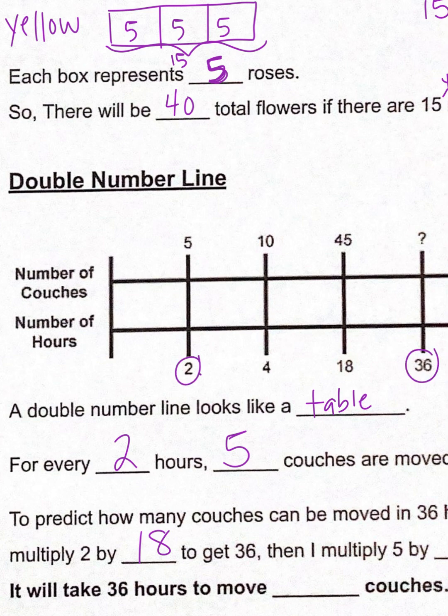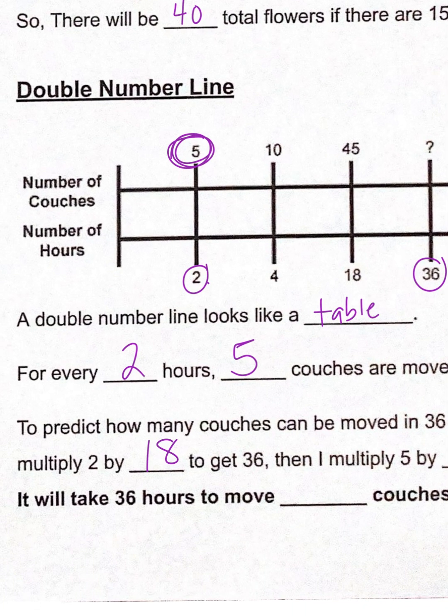So I'm trying to get from here to here. How do I get from 2 to 36? I multiply by 18. So that means I have to multiply the number of couches, 5 times what? 18 also. Whatever I do to one part of the ratio, I have to do to the other to keep them equivalent. It's just like equivalent fractions.